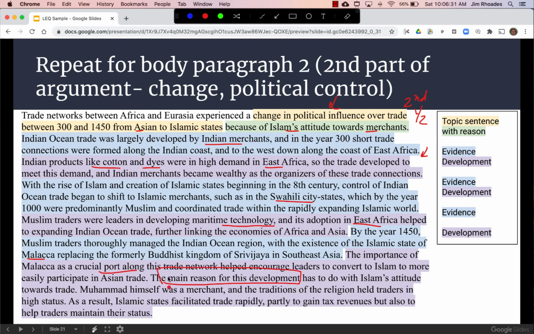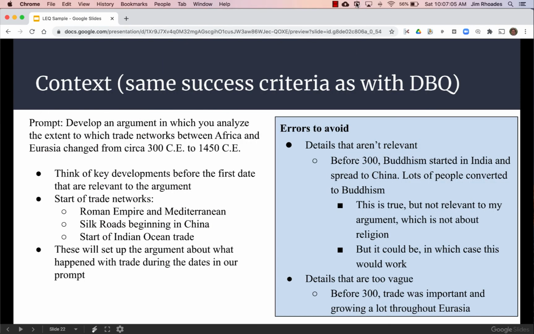So that's me coming back to this change right here. Islam's attitude towards trade, so I'm introducing this same idea I had over here. Muhammad was a merchant, and traditions of the religion held traders in high status. As a result, Islamic states facilitated trade rapidly, partly to gain tax revenues, but also to help traders maintain their status. So again, that last one is the longest one. And if I have a well thought out reason, I know when I get to the end of my paragraph, I just need to explain this reason in more detail. That's what the body paragraphs look like.